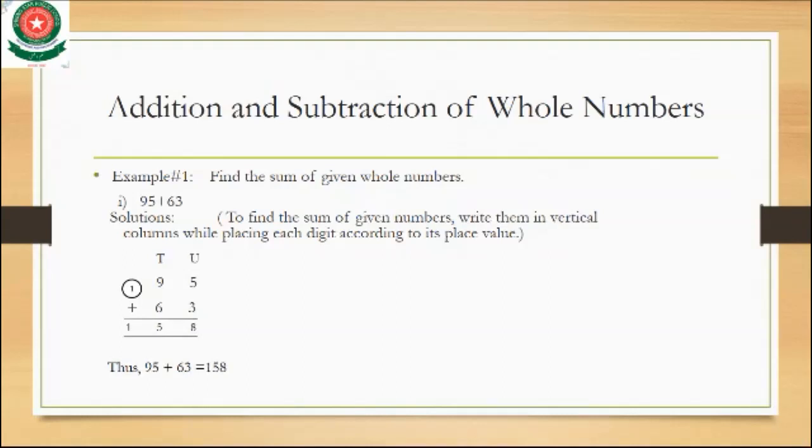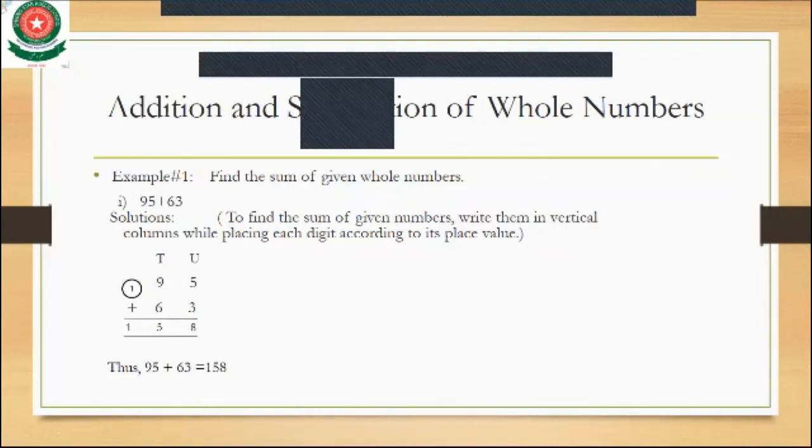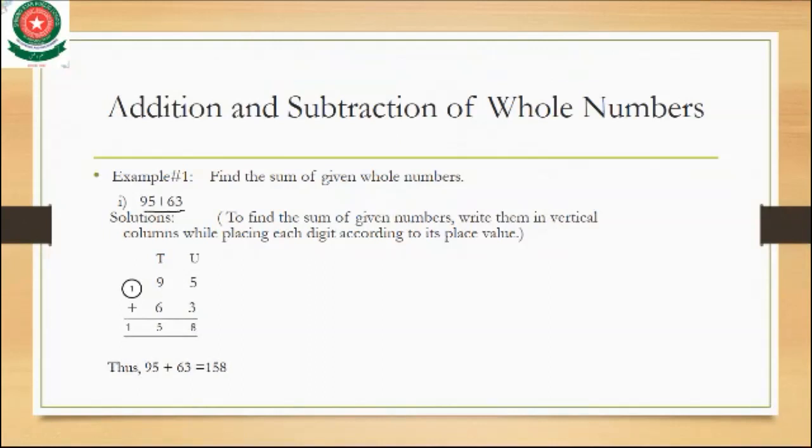First of all, we add the two numbers, 95 plus 63. On the most right we will write U, which means unit. Then at some distance you will write T, which means ten. So U means unit and T means ten.